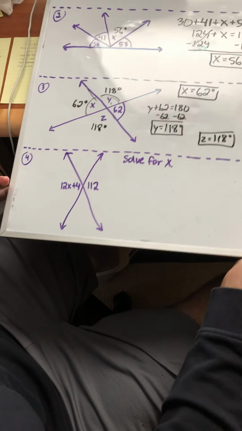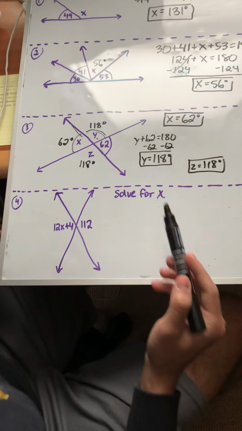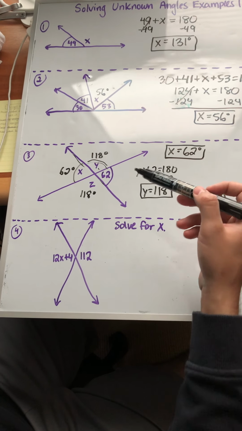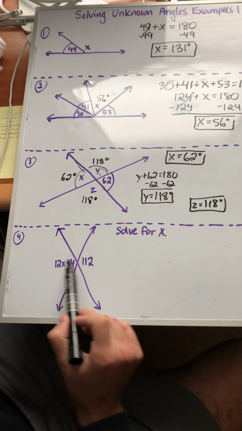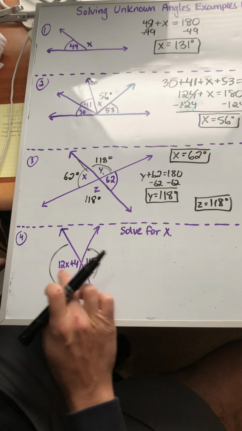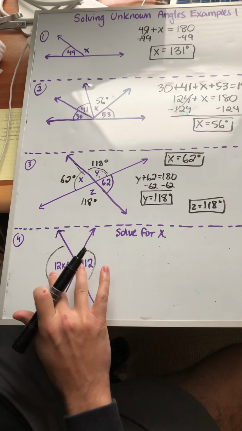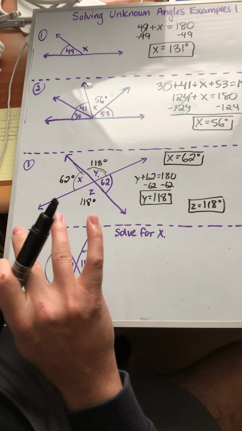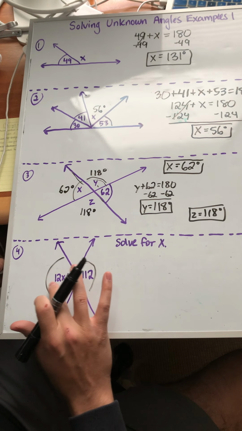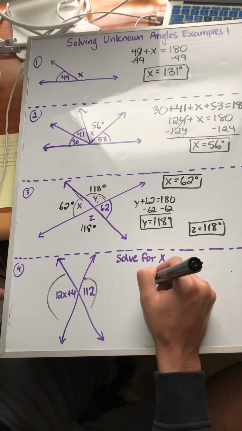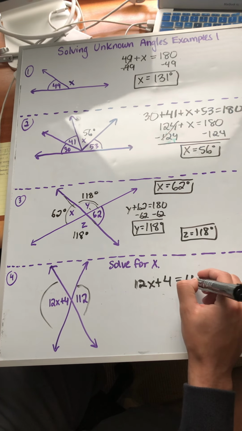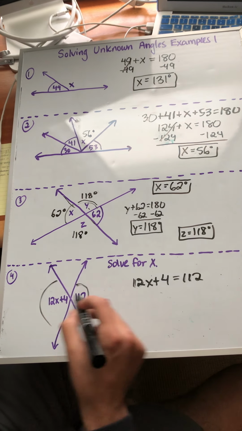The last example we are going to try is this one. We are going to solve for x. It looks a little bit more complicated, but the same rule applies. These two angles, this one and this one, are across from each other and they're created by the same two lines. These are vertical angles. They are the same, which means they should equal each other. So 12x plus 4 should equal 112.